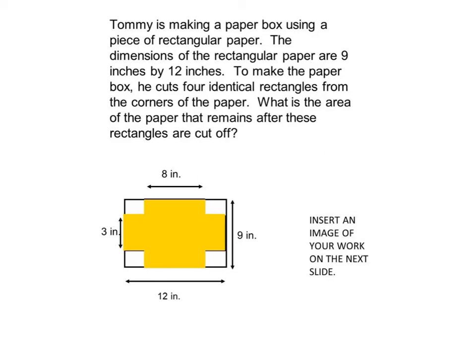So you have a piece of paper, and you cut off the corners to be able to make a box. So he starts with this whole big piece of paper, and then he cuts off these white parts, and they want to know what's the area that's left. So we need to figure out the area of the paper minus the area of the cutout section.